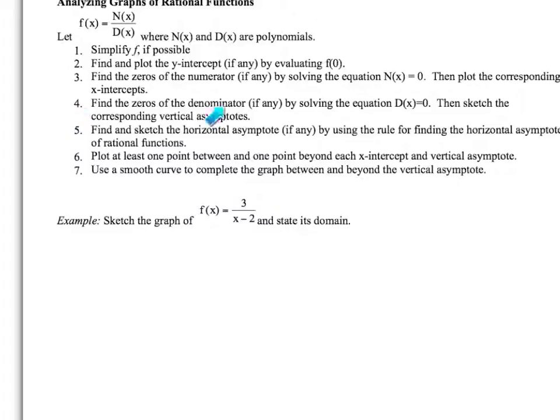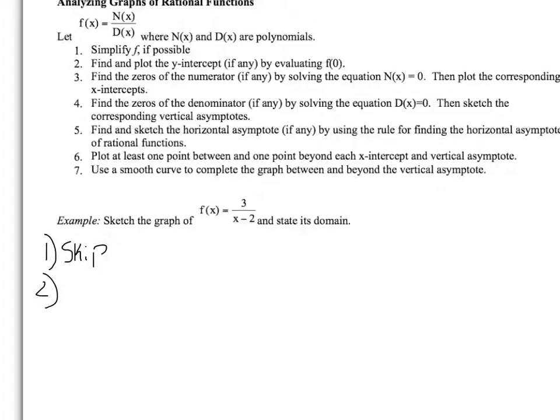Step 4, we're going to find the zeros of the denominator and find vertical asymptotes. We'll look for horizontal asymptotes. We'll plot a couple of extra points, and then we will complete the graph. So, let's go through the steps for this one problem. Step 1 says simplify if possible. Well, in this case, for step 1, there's no simplification, factoring, crossing off, anything like this. So we could really skip step 1. Nothing we have to do.